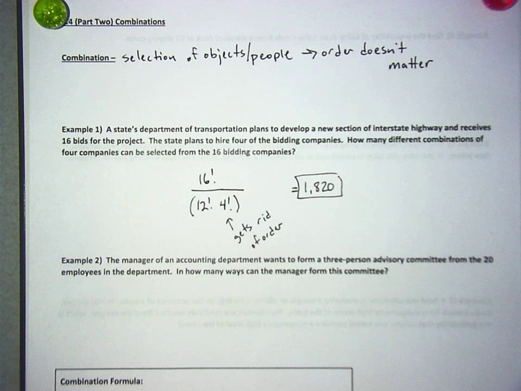First of all, the question is, why does order not matter here? Because especially on the AP test, they're never gonna tell you whether order matters or not. You've got to figure it out. So why does it matter that we don't care about the order in which they get picked for the committee?